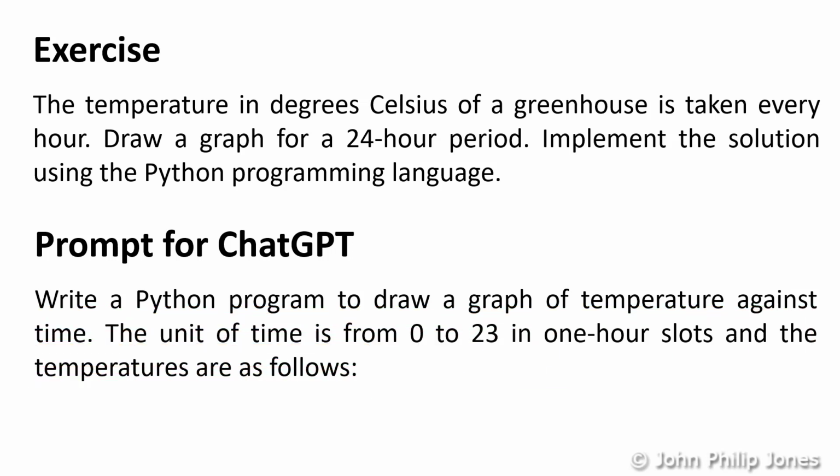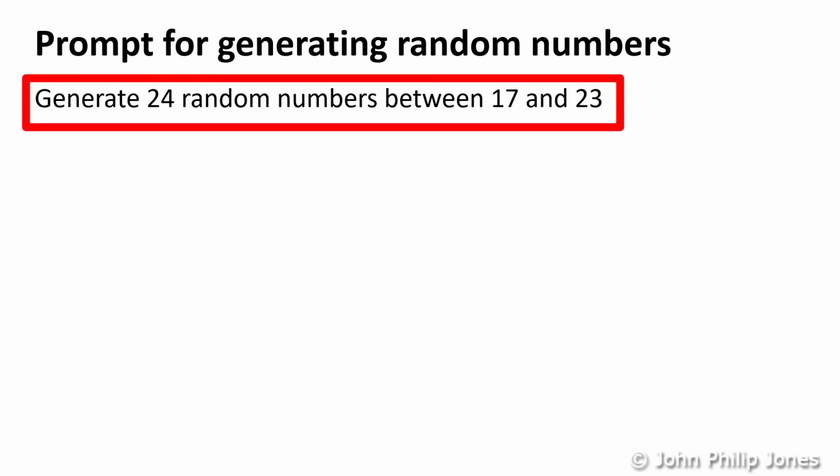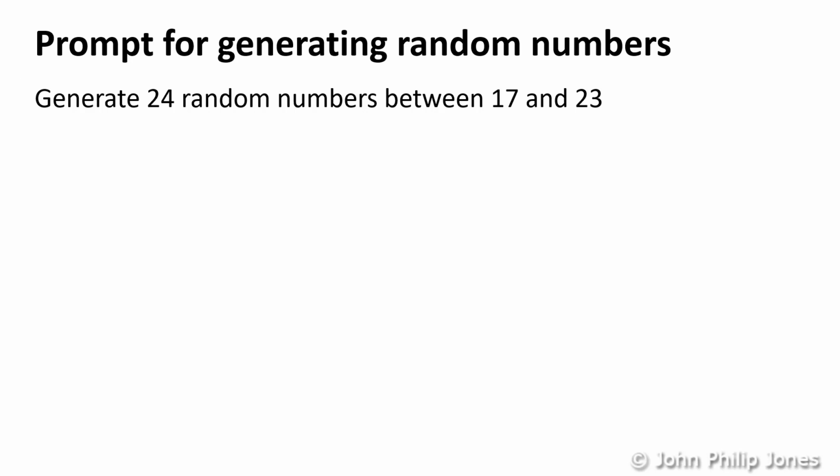To speed up the process, I'm actually now going to ask ChatGPT to generate me the 24 temperatures. I now need to consider a suitable prompt for ChatGPT to give me the 24 temperatures, and you can see that is here. Generate 24 random numbers between 17 and 23. I've just chosen 17 and 23 because they would be typical temperatures of a greenhouse. It's up to you to choose whatever you like for this when you have a go at doing this.